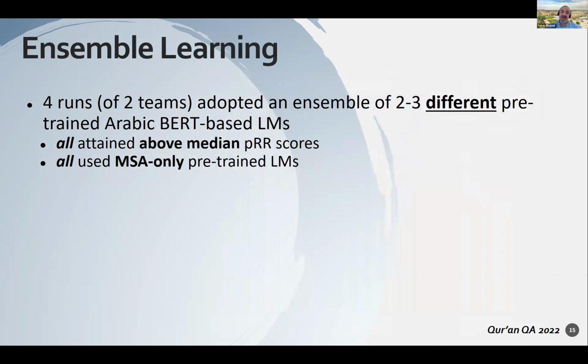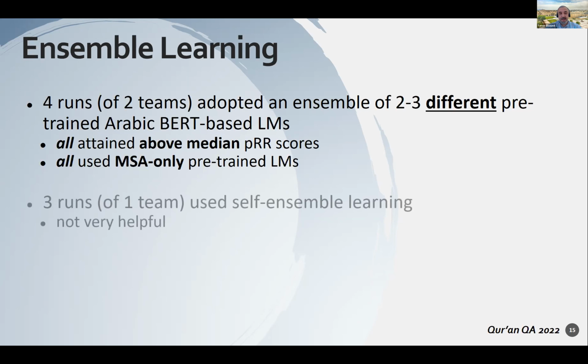In terms of ensemble learning, at least 3 teams used a mix of trained models. 2 teams adopted an ensemble of 2 or 3 different pre-trained BERT-based language models, all attained above the median, so it was relatively good. And all of them were MSA only. 3 runs of 1 team used what we call self-ensemble learning, which is using the same pre-trained model, but trained using different seeds. That was not very helpful.